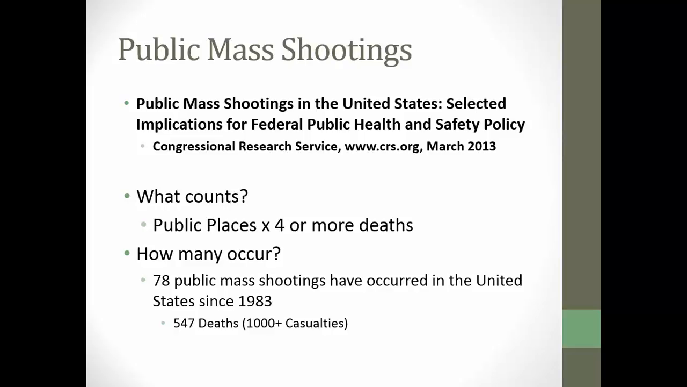And the starting point was that since 1983, 30 years, we've had 78 public mass shootings in the United States, which resulted in 547 deaths and over 1,000 casualties. So there are 2 ways of looking at it. One is that that's a lot of public mass shootings. The other is to keep in mind that in any given year, 13 to 20,000 people die of homicide.